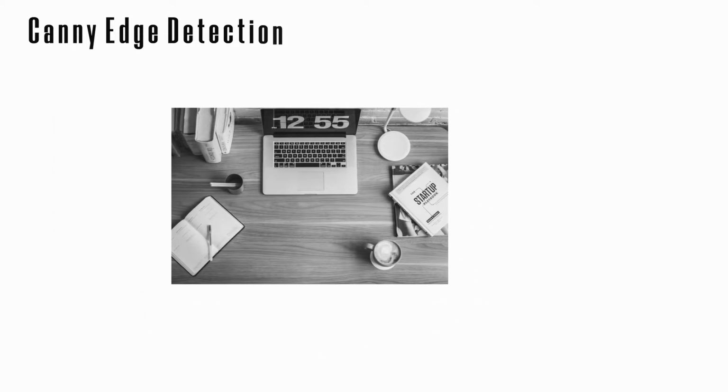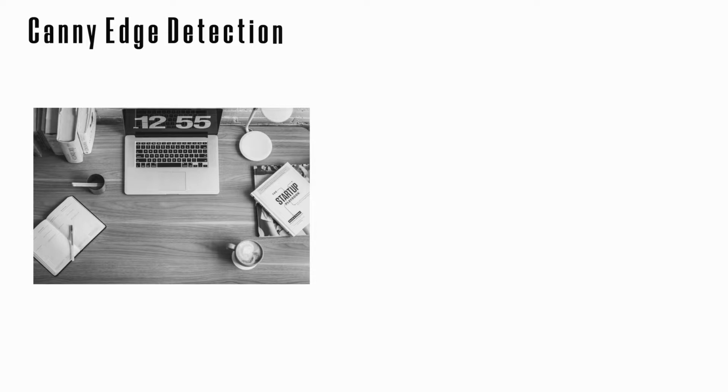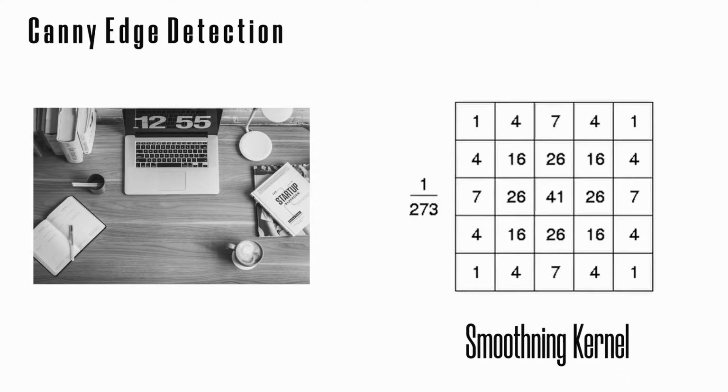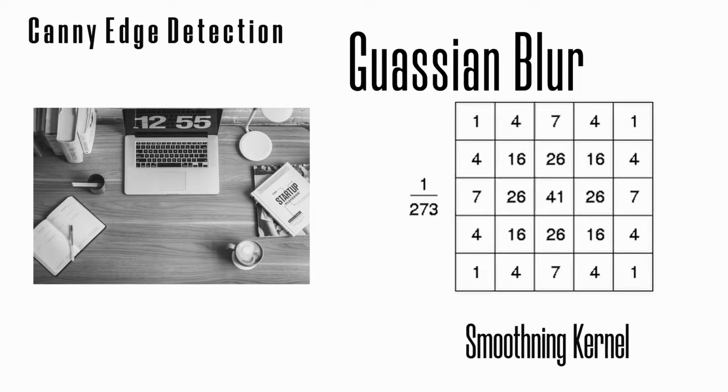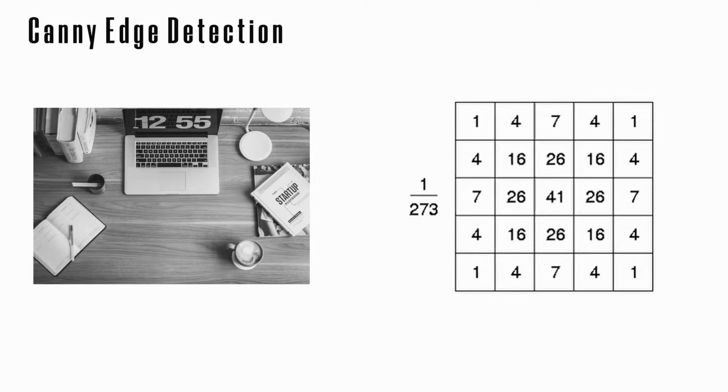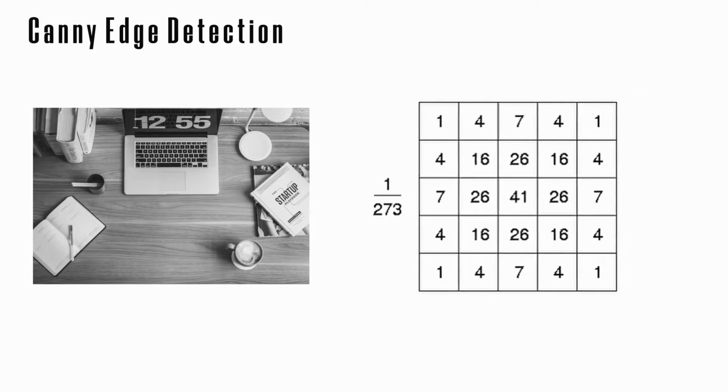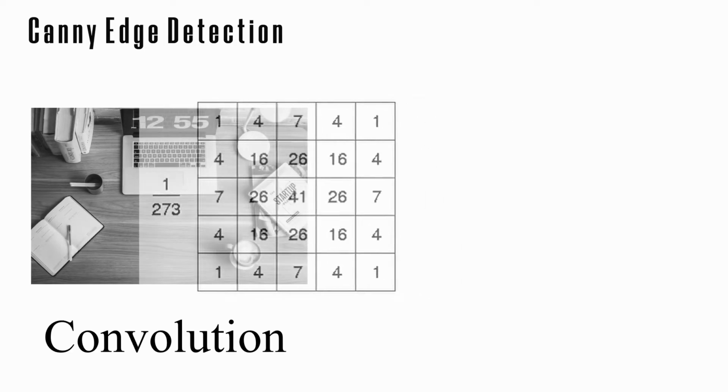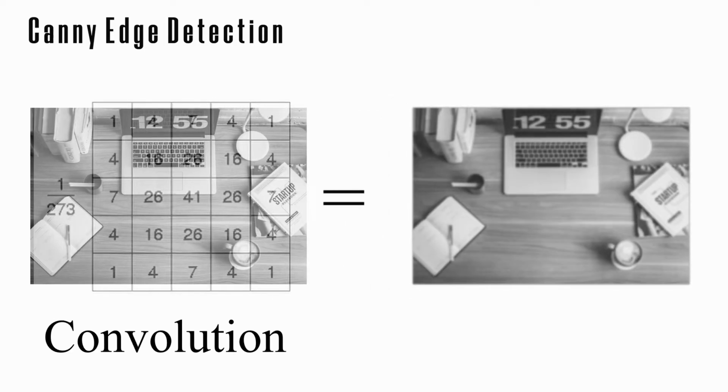Because edge detection is sensitive to noise, the first thing we need to do is to smooth out the image using the smoothing kernel, and this is called Gaussian blur. The smoothing kernel is a matrix that, when applied to another matrix, in this case our image, would use the weighted average of neighboring observed data to balance the matrix, therefore making our image smooth.